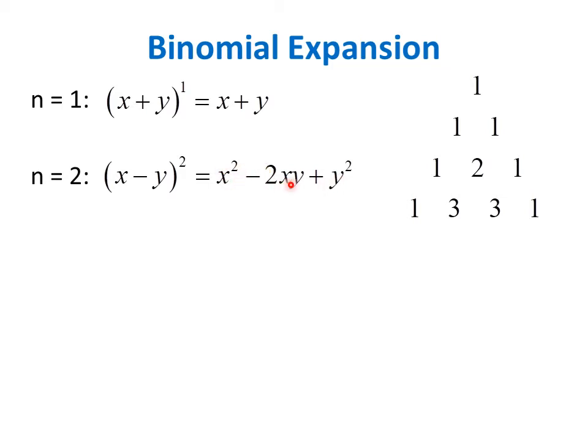Okay, next step is to determine the coefficients of the terms. For that we look to the Pascal's triangle. For n equal to 2, the line consists of the numbers 1, 2, 1. So that's why we have here 1x squared or simply x squared, 2 times xy, and then 1 times y squared or simply y squared.